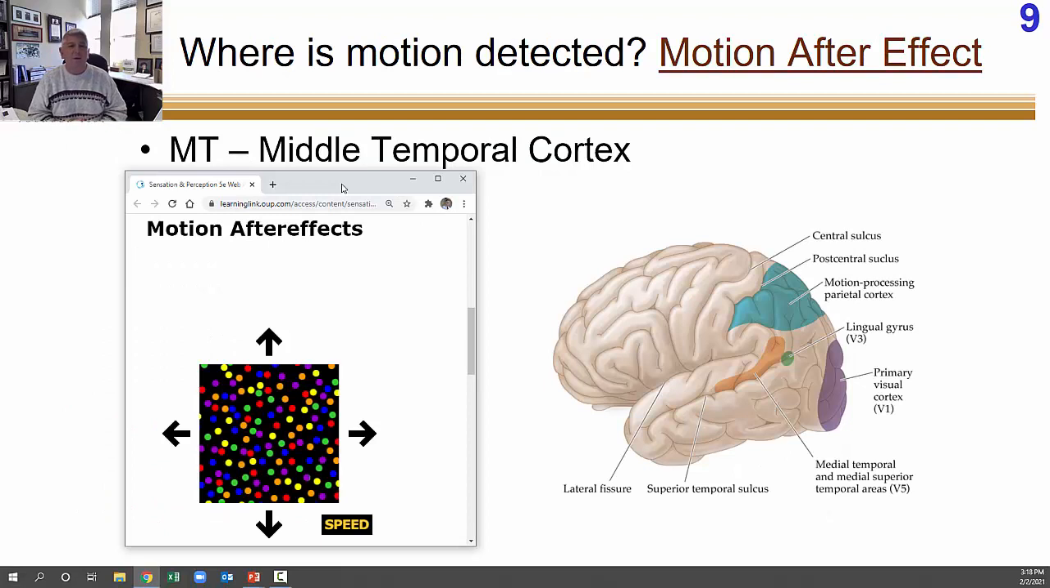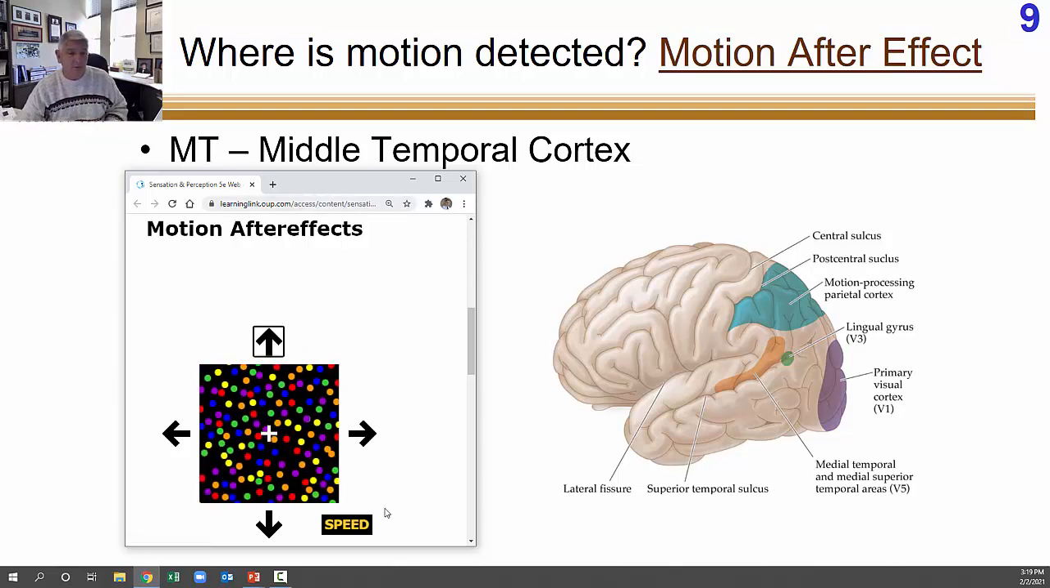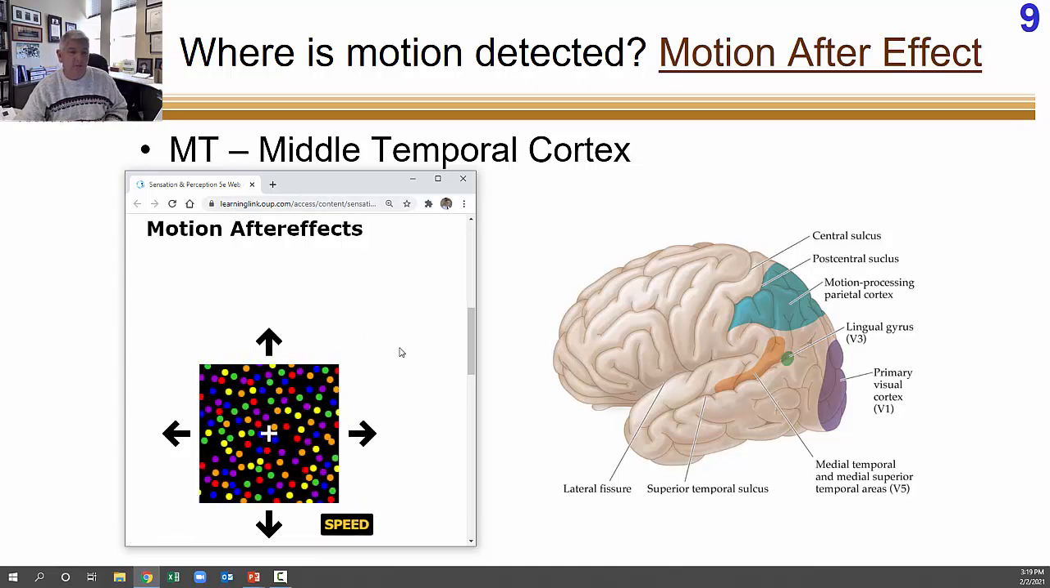Okay, so where is motion detected? We can use that principle of adaptation, using the motion after effect, to show that there are motion sensitive areas of the brain. If we stimulate them, their tuning curves shift, and we see the opposite motion when we stop. So here, let's turn the speed up just a little bit.